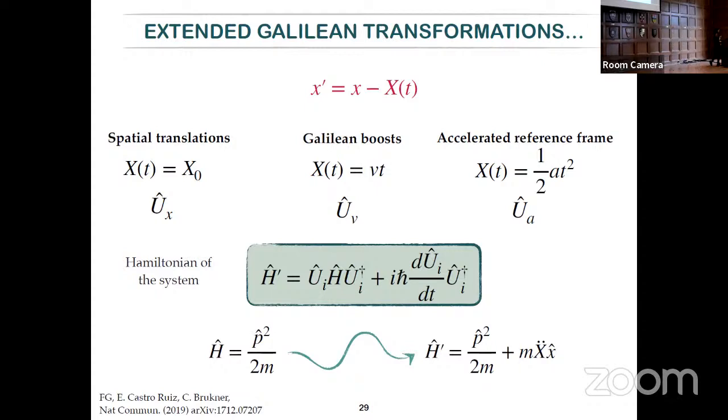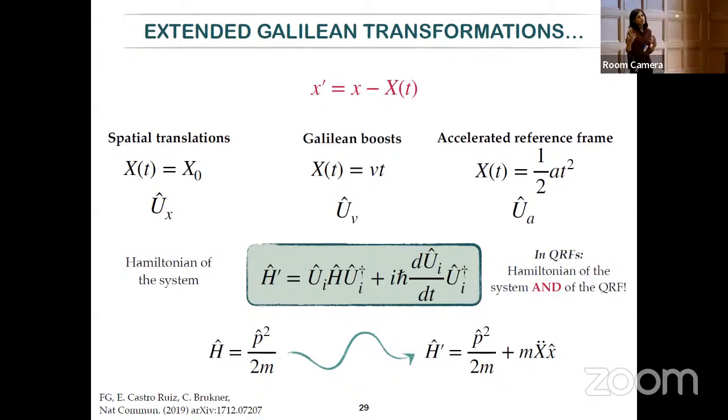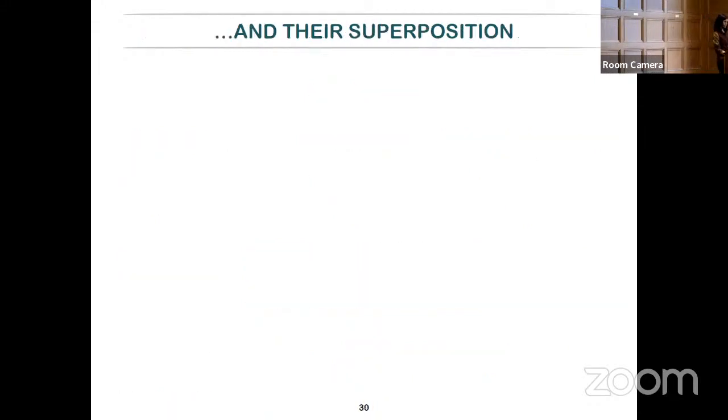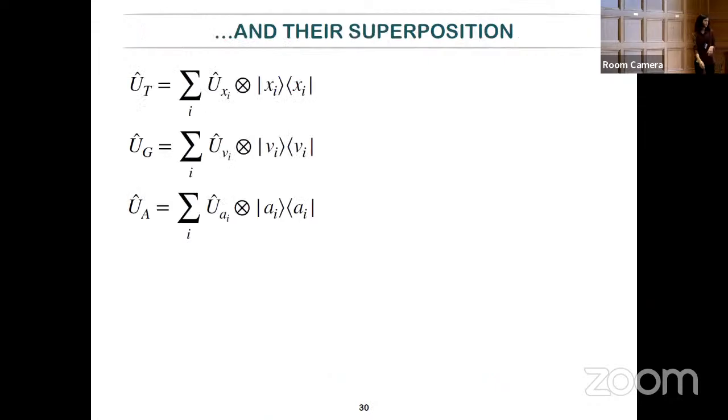And now, in quantum reference frames, so that was just the standard description in just quantum mechanics. In quantum reference frames, it works exactly in the same way. But the only thing that you have to take into account is that the Hamiltonian is not just the Hamiltonian of the system, but you also have to include the Hamiltonian of the quantum reference frame. And the way the transformation works is the following.